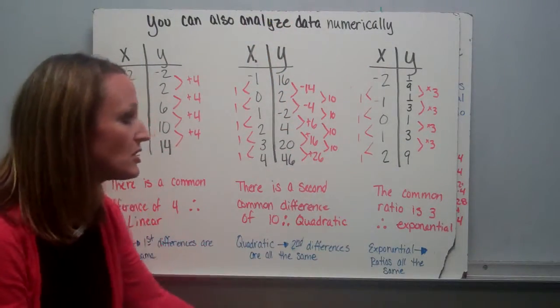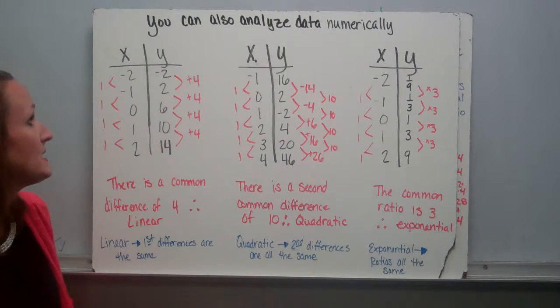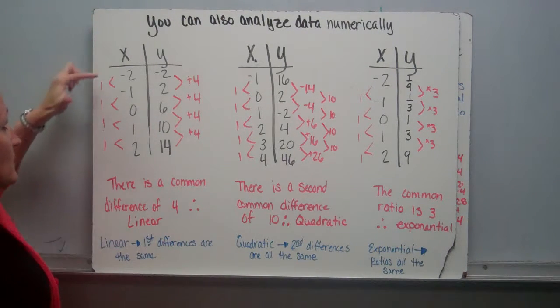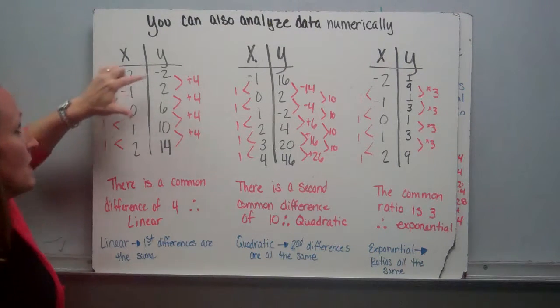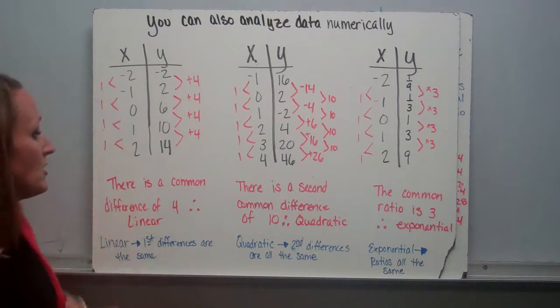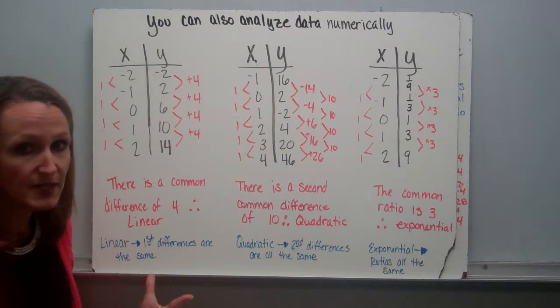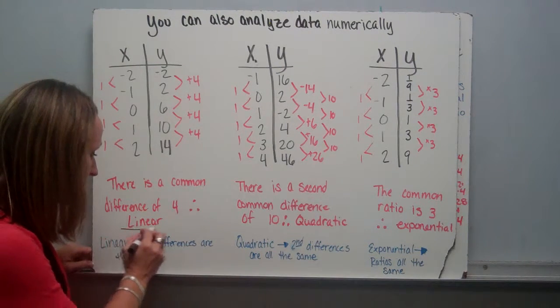Okay? You could also analyze the data numerically. You don't always get to graph it. You could, but sometimes that takes longer. Looking at this first set of points, you can very easily see the x values are separated by just 1. Over here, you see that everything has a very even distribution of 4. If you went through, you could probably find a slope. So there's a common difference of 4, therefore this is linear.